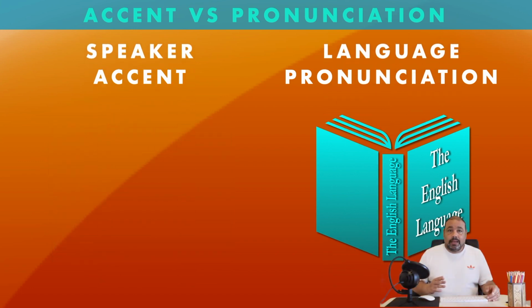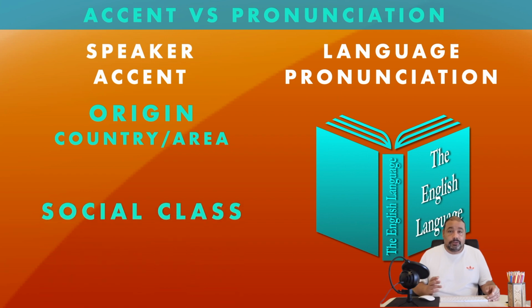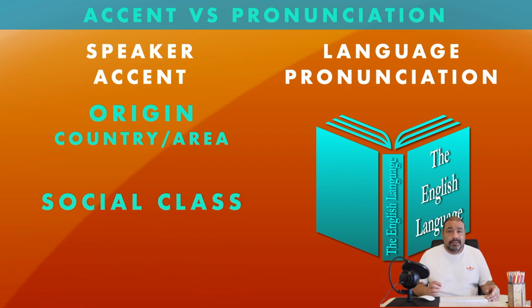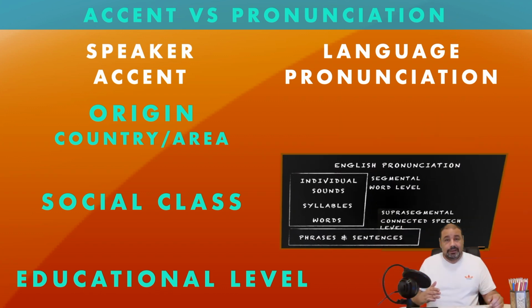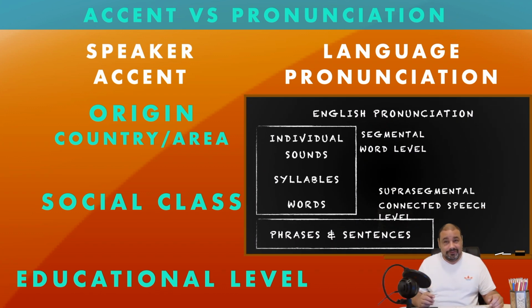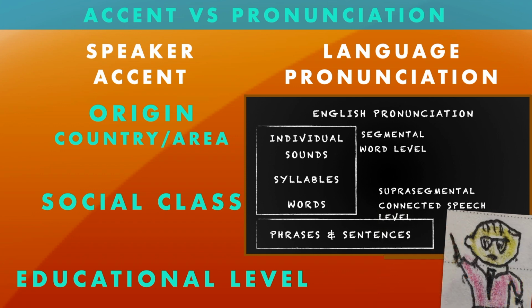Let me explain it. Accent belongs to the speaker because it shows the speaker's origin, such as country or area where he or she lives, his or her social class, and even their educational level. On the other hand, pronunciation, as you should know this already from our first video, tells you how individual sounds, syllables, words, phrases, and sentences are pronounced in English.